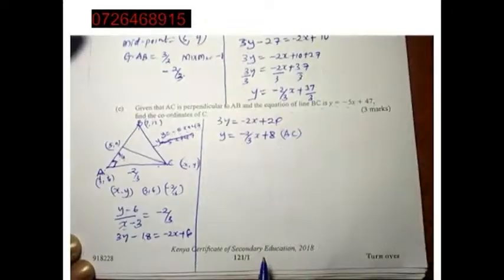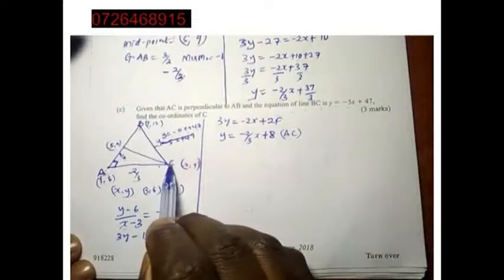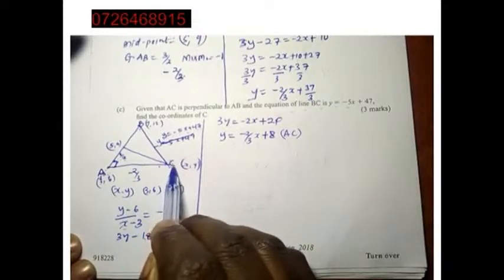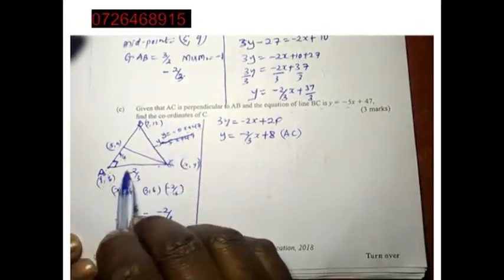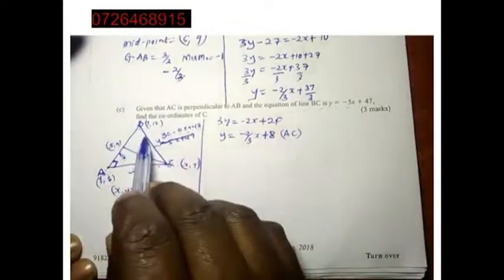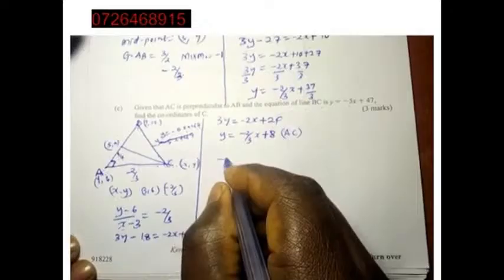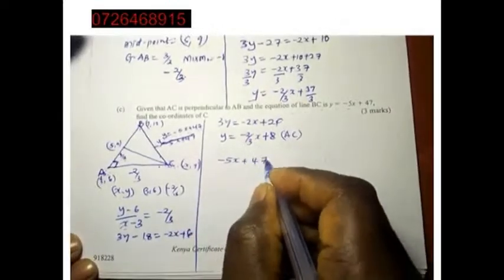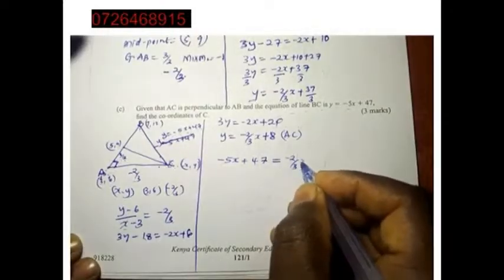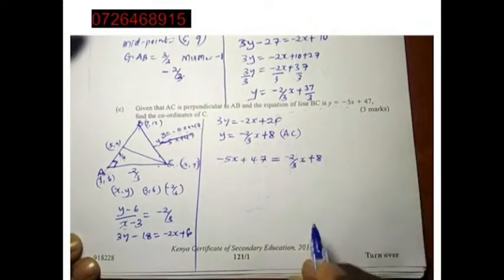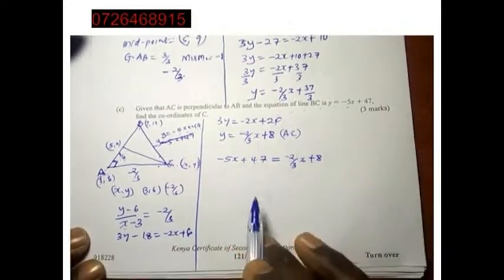Lakini AC sinakutana na BC at the point C. Inamaanisha at this point the value of y is going to be the same. Kwa hivyo tuna equate the equation of y ya hii line na equation of y of this line. So inamaanisha -5x plus 47 would be equal to -2/3x plus 8. This one is going to give us the value of x.